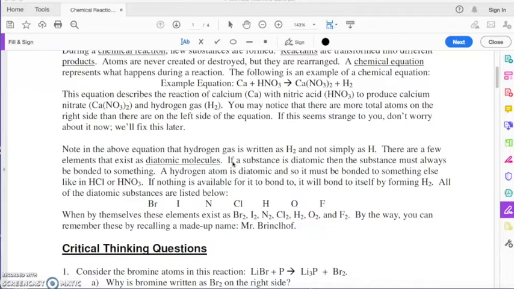All the diatomic elements are listed below. So here are the 7 diatomics: bromine, iodine, nitrogen, chlorine, hydrogen, oxygen, and fluorine. So again, they don't exist by themselves. They will exist bonded to themselves, okay? Now there's a made-up name, Mr. Brinkelhoff, as a way to remember. I would find a way to know these because you need to know them. I'd write them on my periodic table or something to that extent.